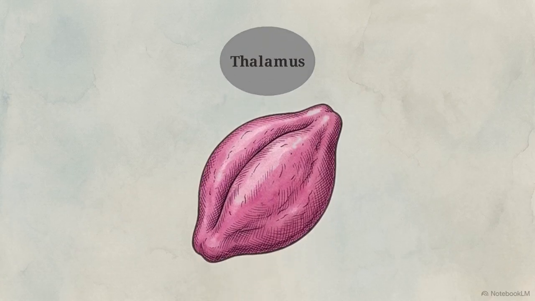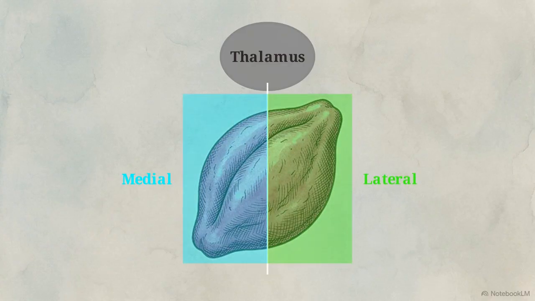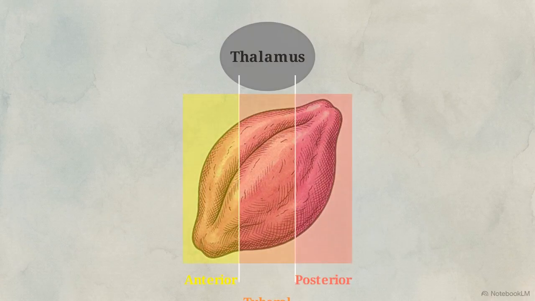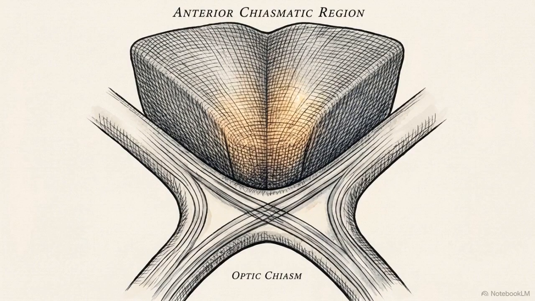The internal structure is divided along two intersecting axes. Moving from the inside out, the transverse axis separates the structure into a medial zone and a lateral zone. Longitudinally, the architecture is mapped into three distinct regions from front to back: the anterior, the tuberal, and the posterior blocks. For our current analysis, we will filter out the tuberal and posterior regions. This leaves us with the anterior block, positioned directly above the optic chiasm. Because of this anatomical placement, this isolated anterior structure is formally known as the chiasmatic region.